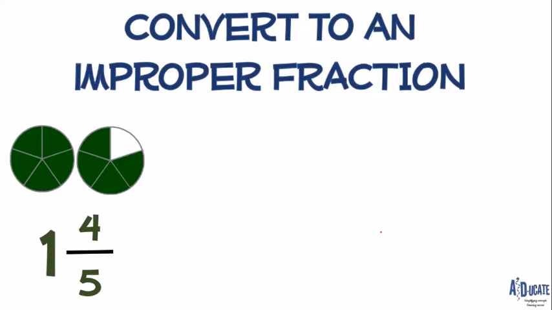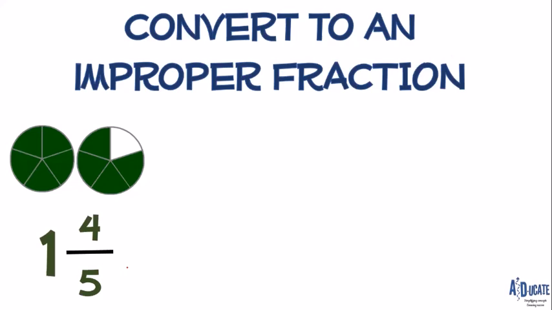Next, we're doing the opposite this time, and we put pictures there to help you see, but you know, you won't always be able to draw the picture. So the trick is to learn how to convert. So this time we have 1 4/5, and we want to represent that as an improper fraction. How do we do that?